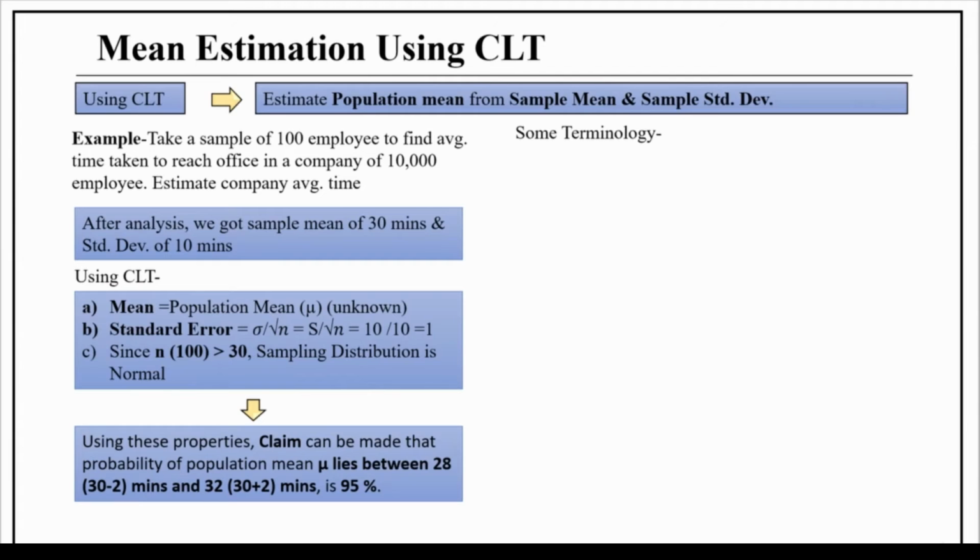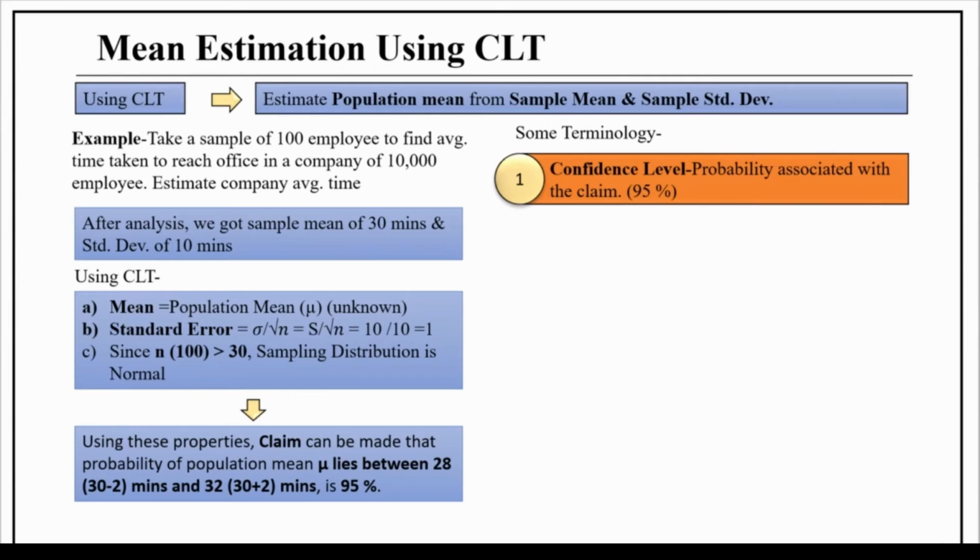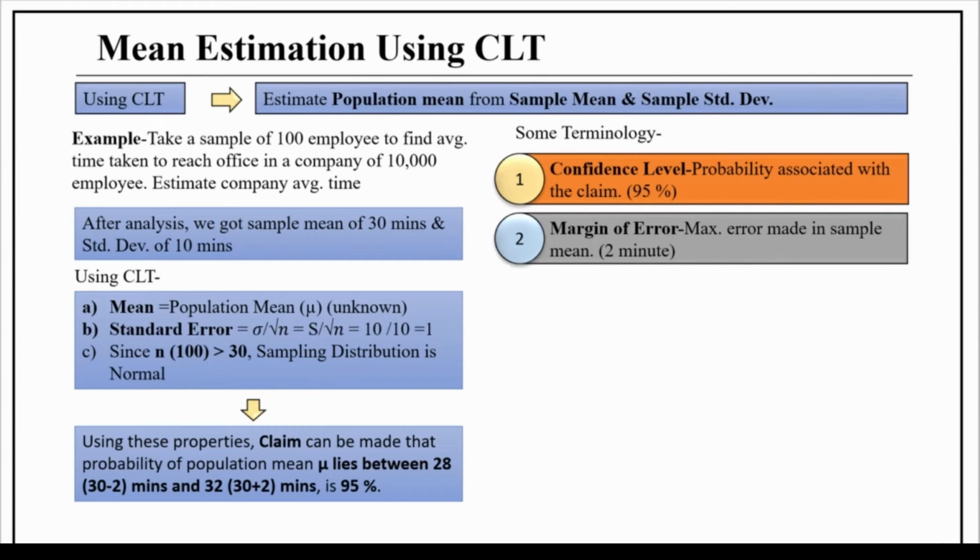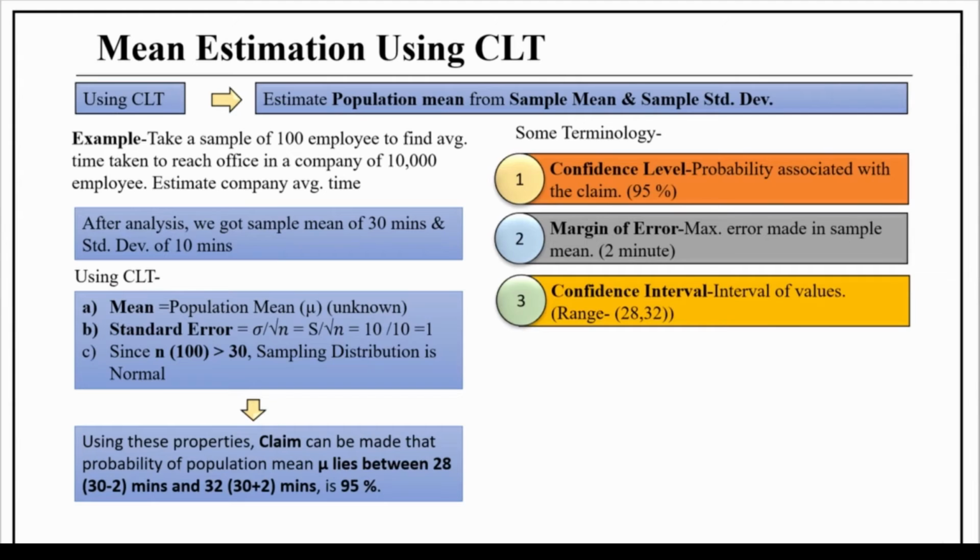In above statement which is made, there are some terminologies related to it. The first one is confidence level, the probability associated with the claim. In the last question, it was 95%, which is confidence level. The second one is margin of error, which is the maximum error made in the sample mean. So in last question, 2 minutes is margin of error. And the third one is confidence interval, which is the interval of values, or we can say range in which the population mean will lie for given confidence level. In the last question, 28 to 32 is the confidence interval for population mean with 95% confidence level.